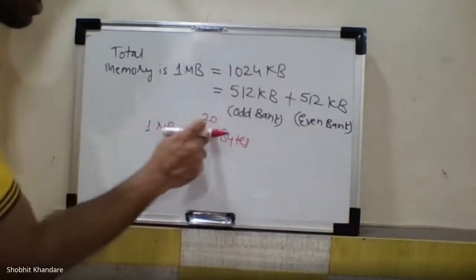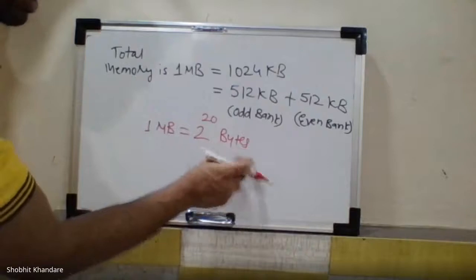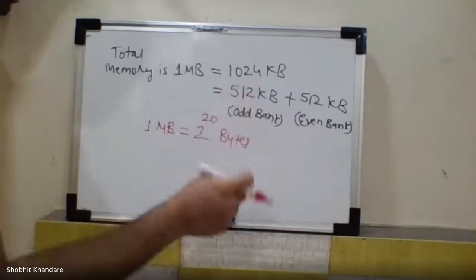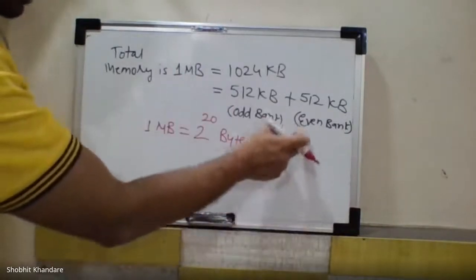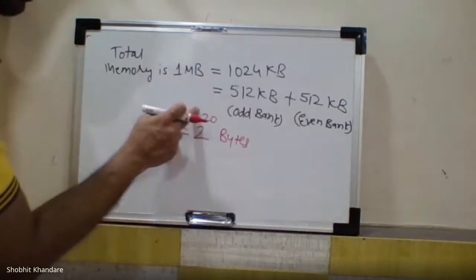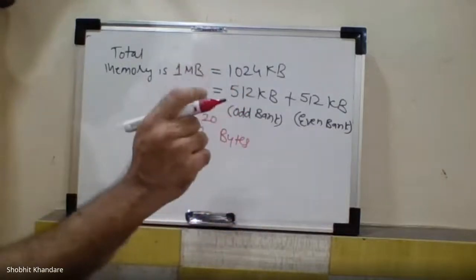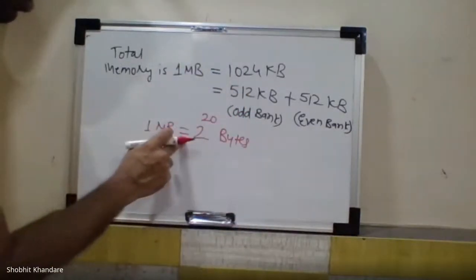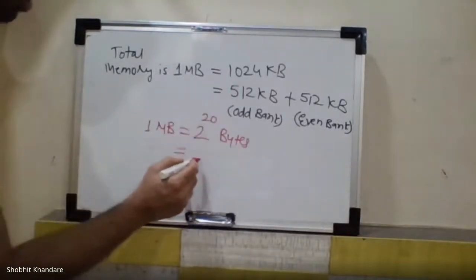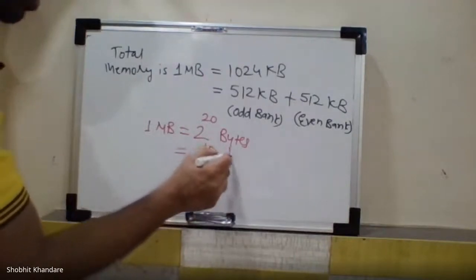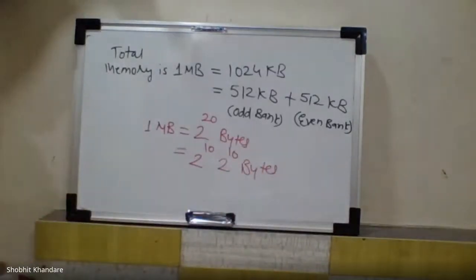Can anyone of you tell me why I have written bytes? It is only because you know that every location will store 1 byte. So how many such locations can I have? I can have 2 to the power of 20 locations, and each location can store 1 byte. So I can write 1 megabyte is equals to 2 to the power of 20 bytes. Now this can be written as 2 to the power of 10 into 2 to the power of 10 bytes.